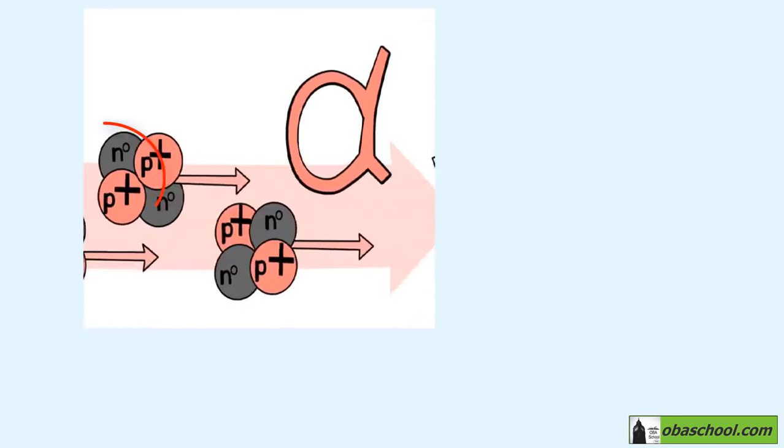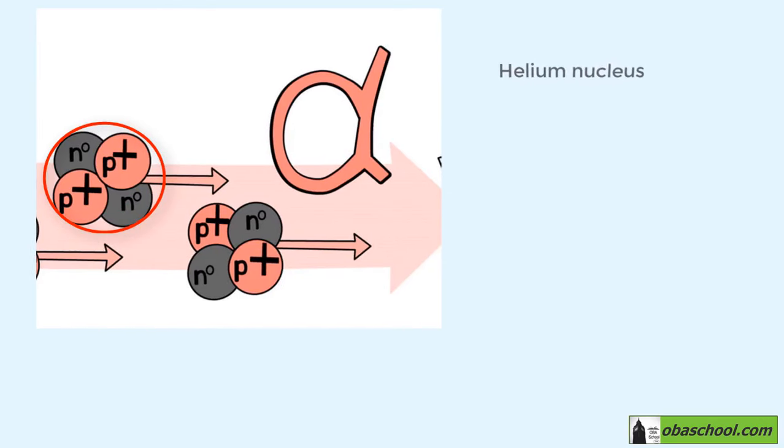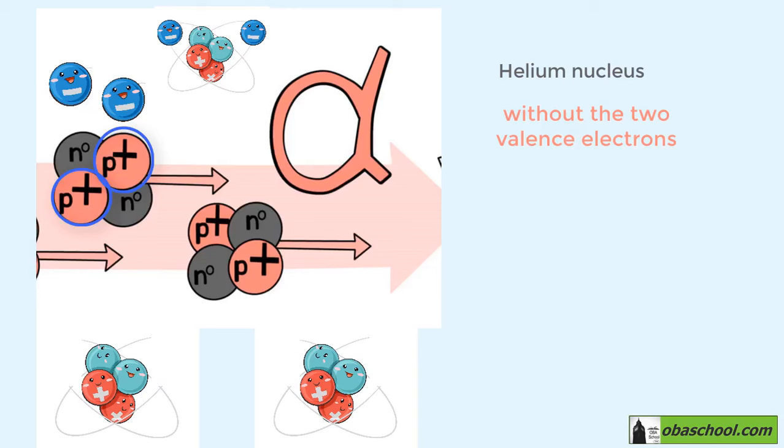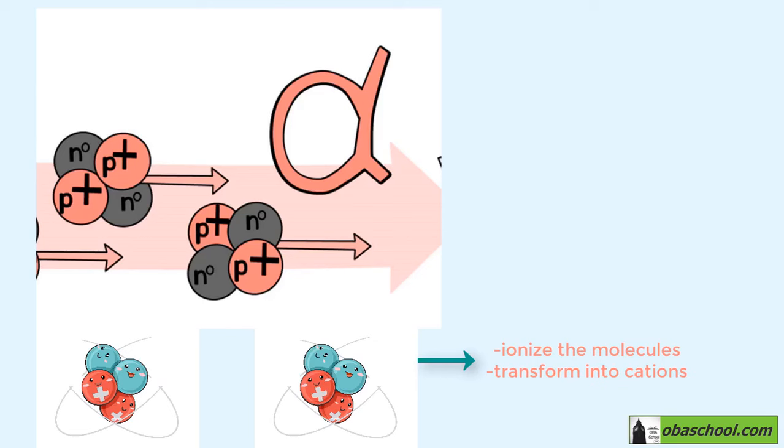So since the alpha particle is effectively a helium nucleus, that is 2 protons and 2 neutrons without its 2 valence electrons, as it's highly electron deficient, it will rip electrons from other molecules or atoms to become a stable helium atom. But in taking electrons from another molecule or atom, the alpha particle turns that molecule or atom into a cation, which is a positively charged particle because it just lost its electrons. That's why the alpha particle is known to ionize the molecules in the air.